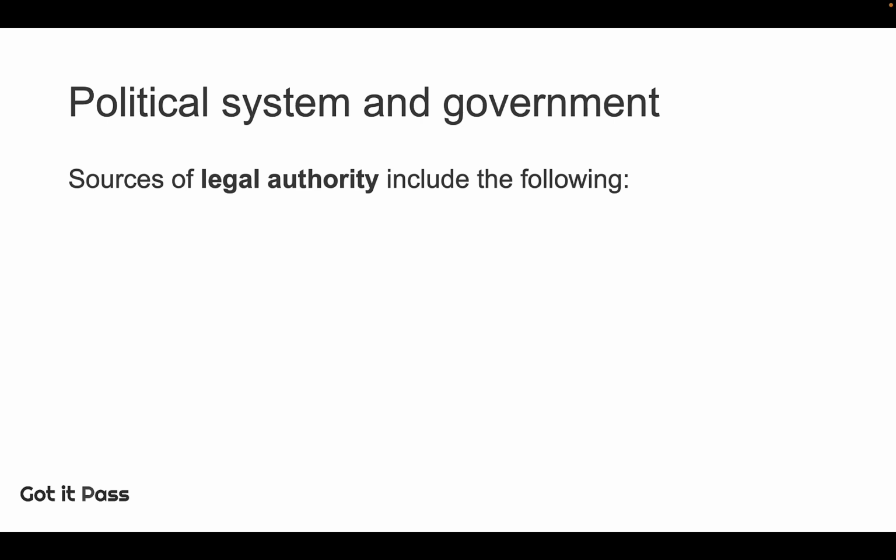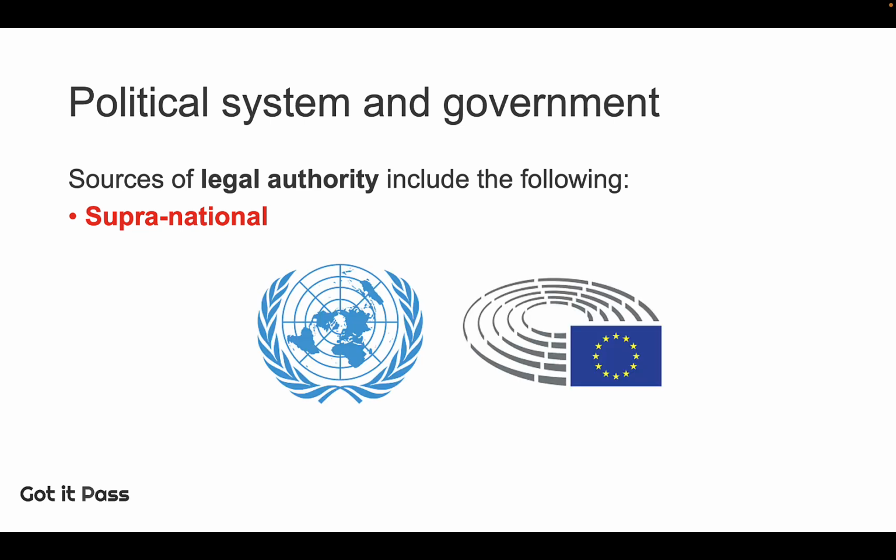And then we move on to talk about the sources of legal authority. So what are the sources of legal authority? First, supranational. It includes the United Nations resolutions, the International Court of Justice, and here we see the European Parliament and also European courts. All of this is not just a single nation. We talk about the supranational across different countries or nations.